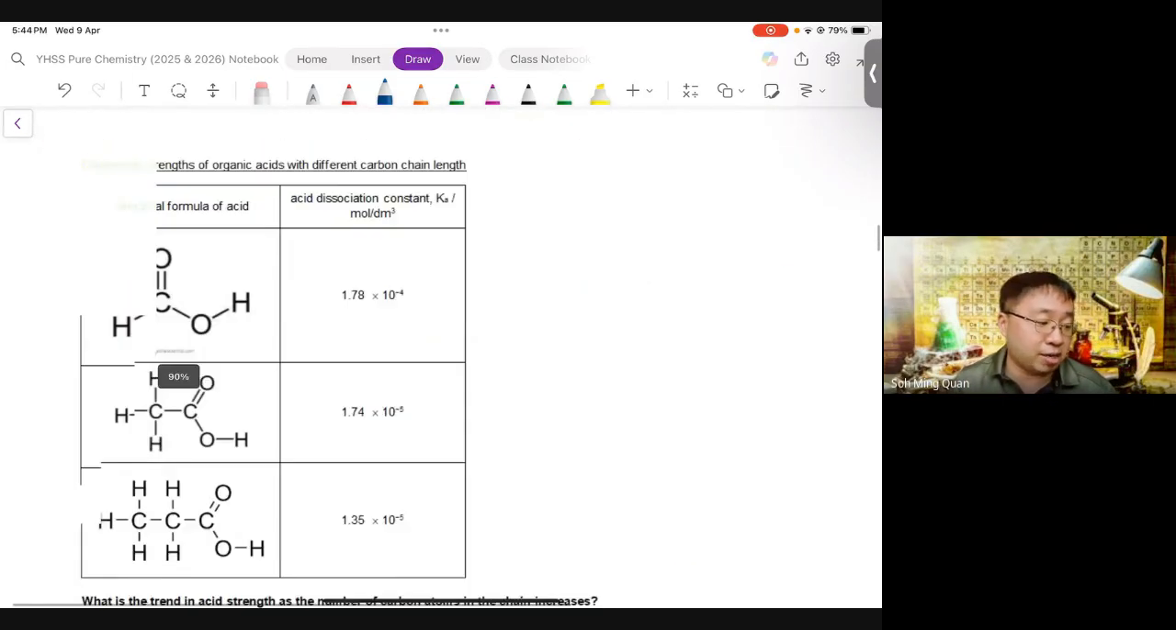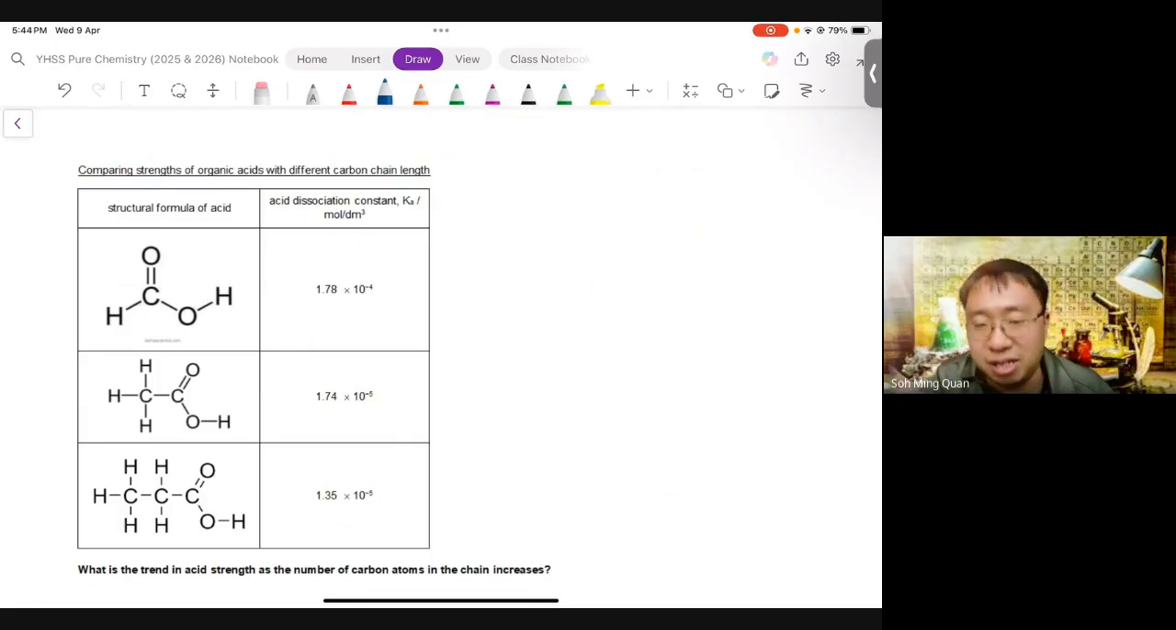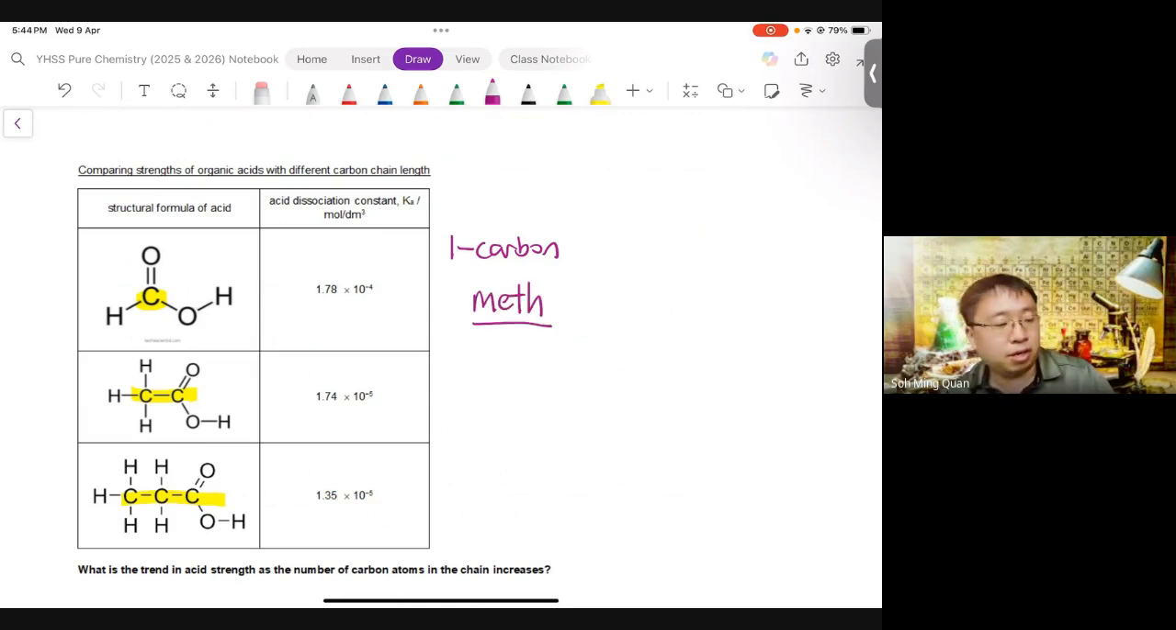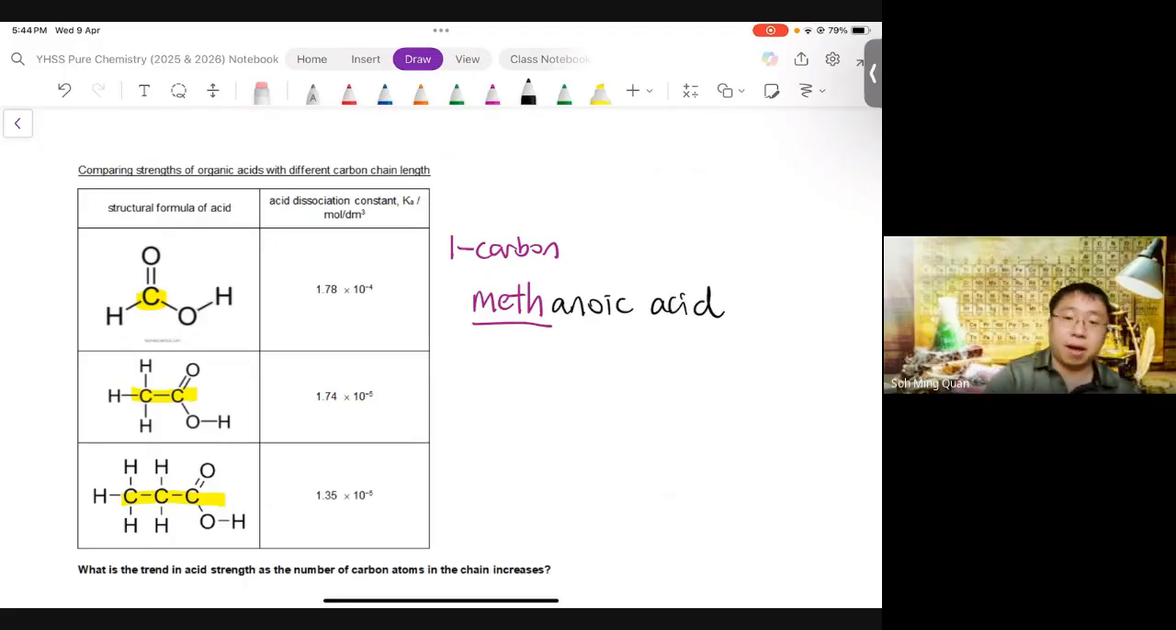We're going to look at more Kas. Basically, I pulled out different acids, and I gave you the Ka. So over here, obviously, the difference is how many carbons it had. Quite clearly, the first one has 1 carbon. The second one has 2 carbons. This one has 3 carbons. Now they have names. The 1 carbon acid is called methanoic acid. Meth means there is 1 carbon.